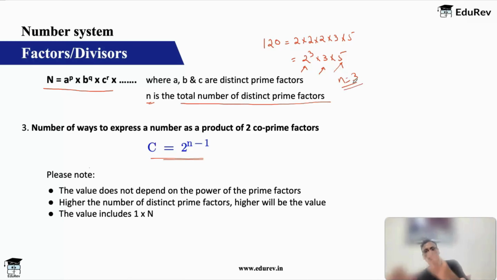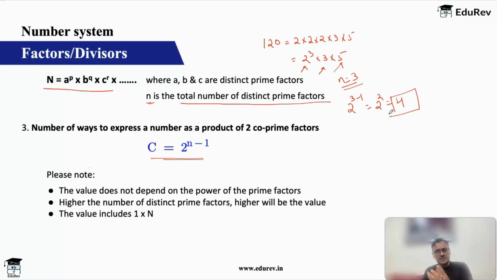N is the count of the number of distinct prime factors. It has nothing to do with the power. You have 2, 3, and 5, so n is equal to 3. The answer is very, very simple. The total number of pairs of co-primes is 2 to the power n minus 1, which in this case will be 2 to the power 3 minus 1, or 2 to the power 2, or 4. There will be 4 pairs of co-primes.